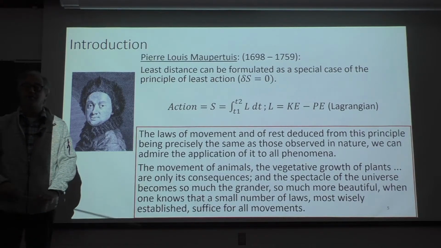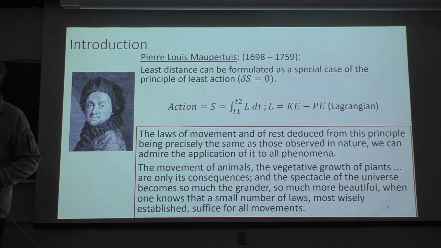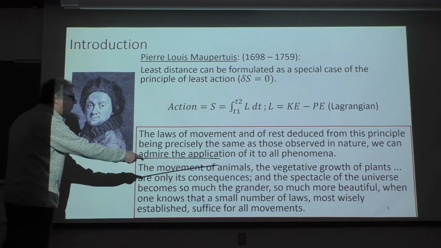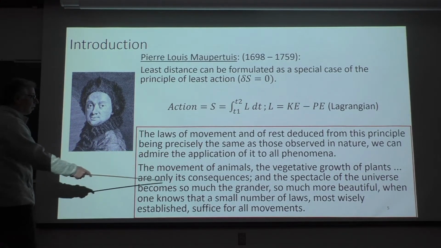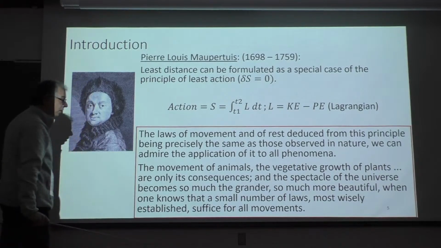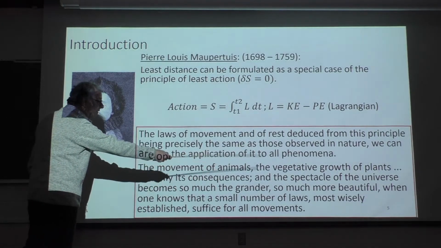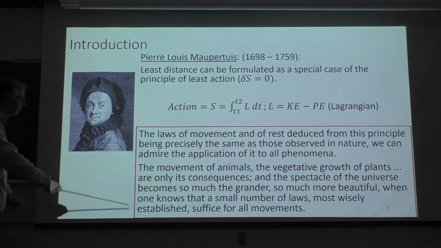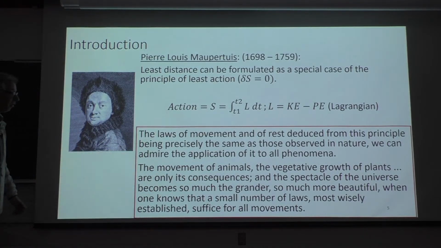So he even was already envisioning at that time that there may be some sort of an optimality principle behind perhaps the movement of fluids in plants, or the movement of plants themselves. And he goes further to say that the movement of animals and the vegetative growth of plants are only its consequence, the consequence of the optimality principle. And the spectacle of the universe becomes so much the grander, so much more beautiful when one knows that a small number of laws, most wisely established, suffice for all movements.